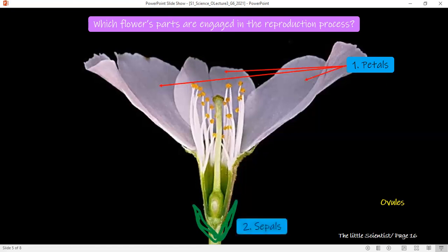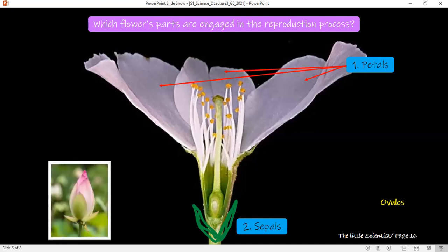Second, we have the sepals. So sepals look like leaves. We say that they are leaf-like structures. They look like leaves, but they are not leaves. And they protect the flower as it grows. Look at this bud. So this bud is protected by which part of the plant? They are protected by the sepals. The sepals protect the bud from predators and from bad weather conditions.